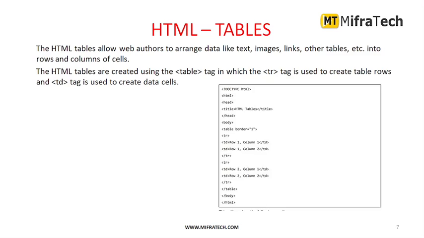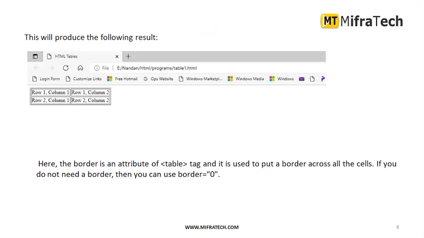To keep it simple in mind: tr is used for a table row, and td refers to table data, creating the data cells. In tables, let's see an example so you can easily understand.